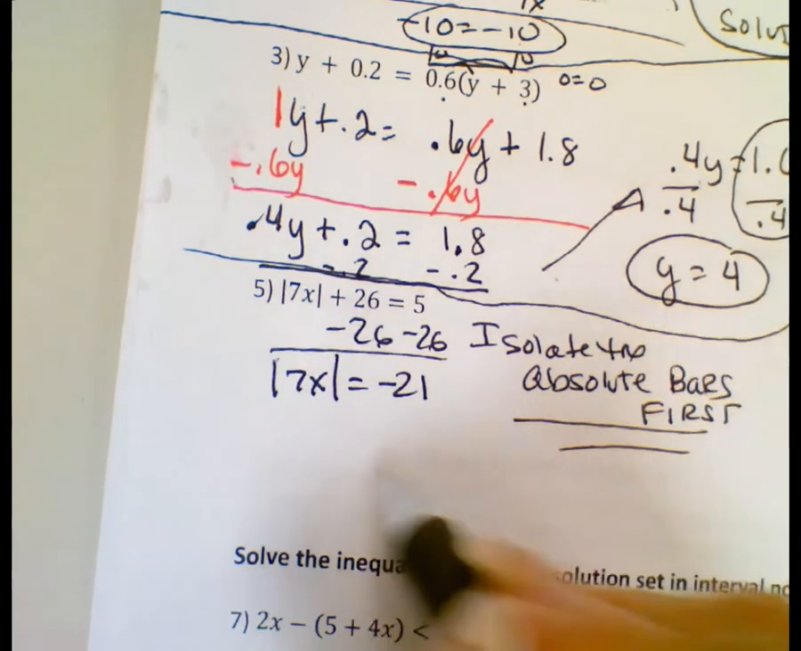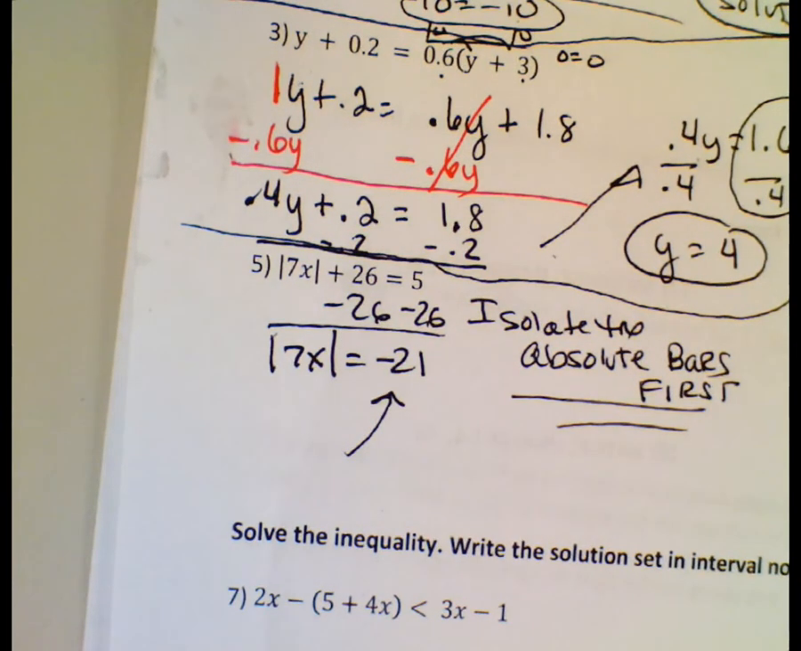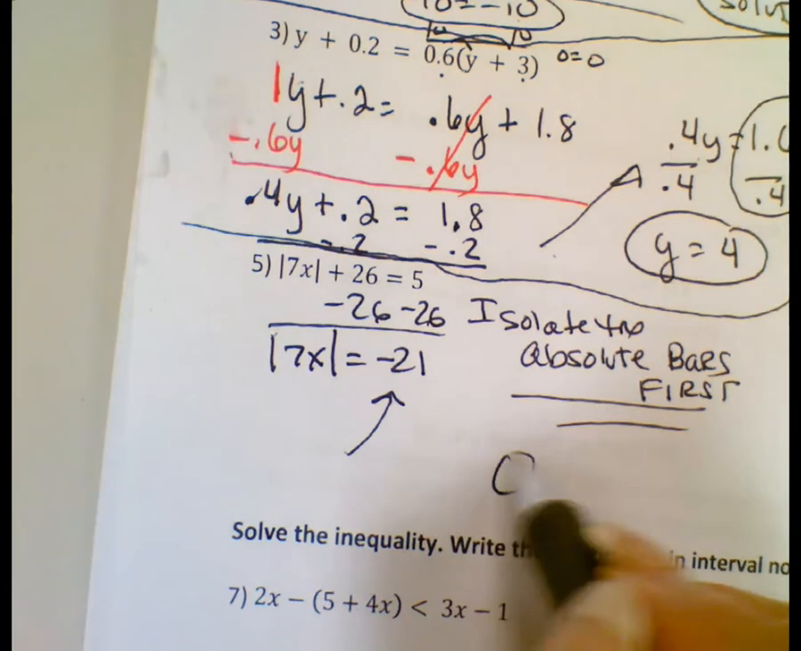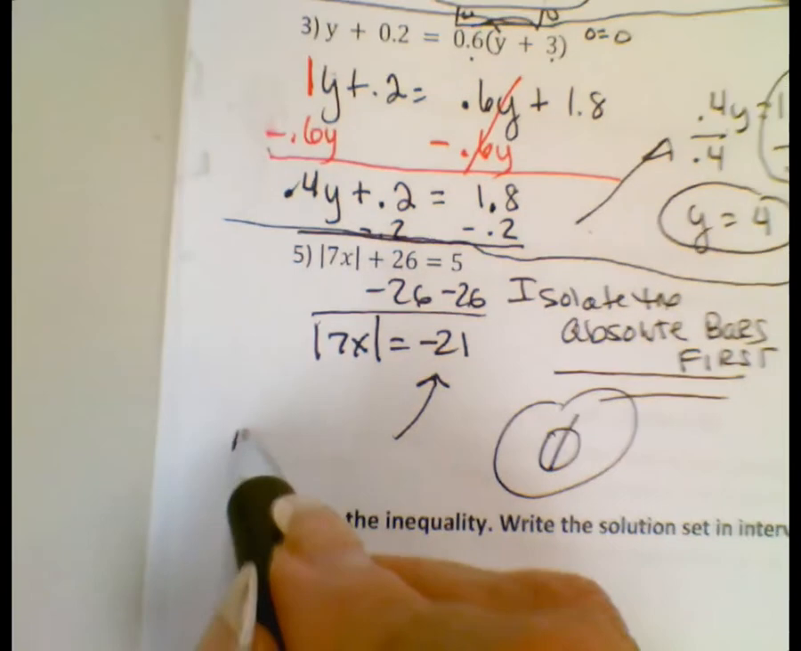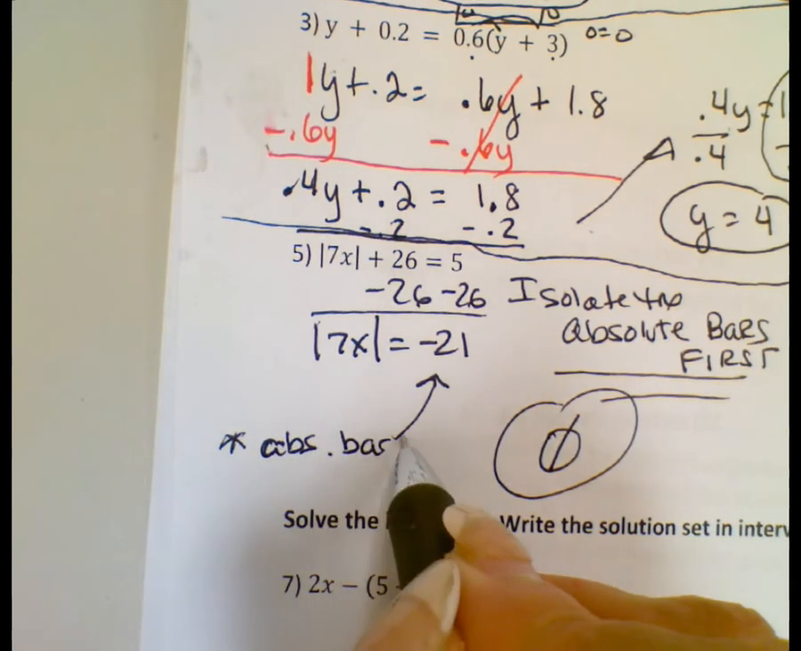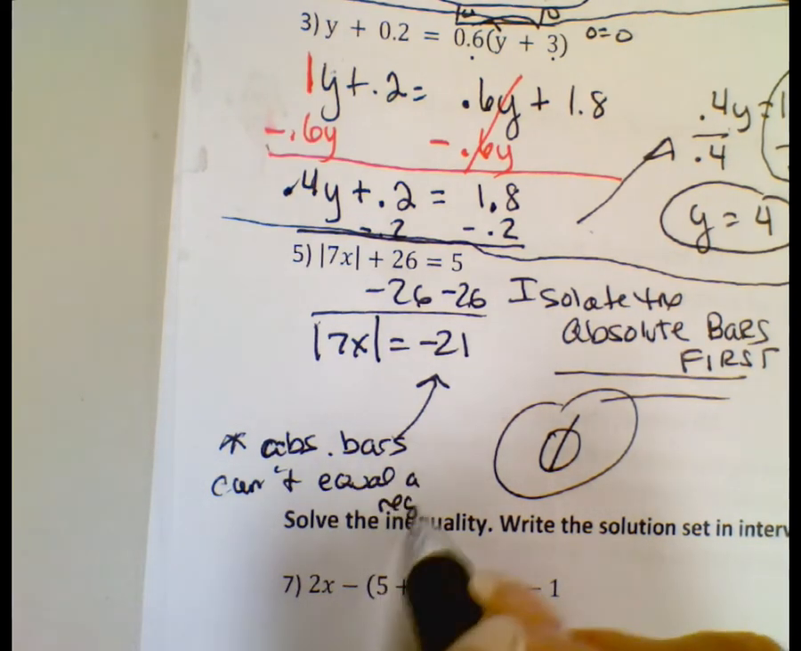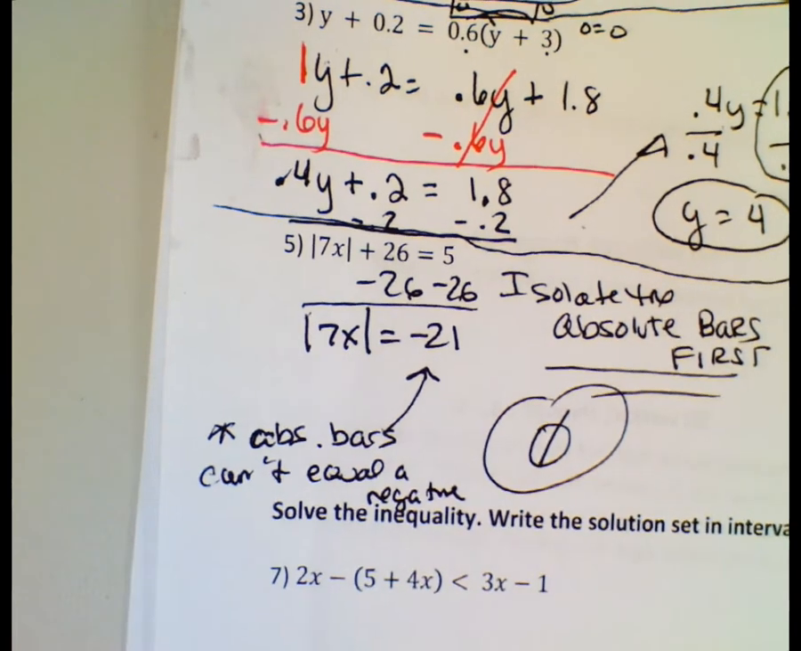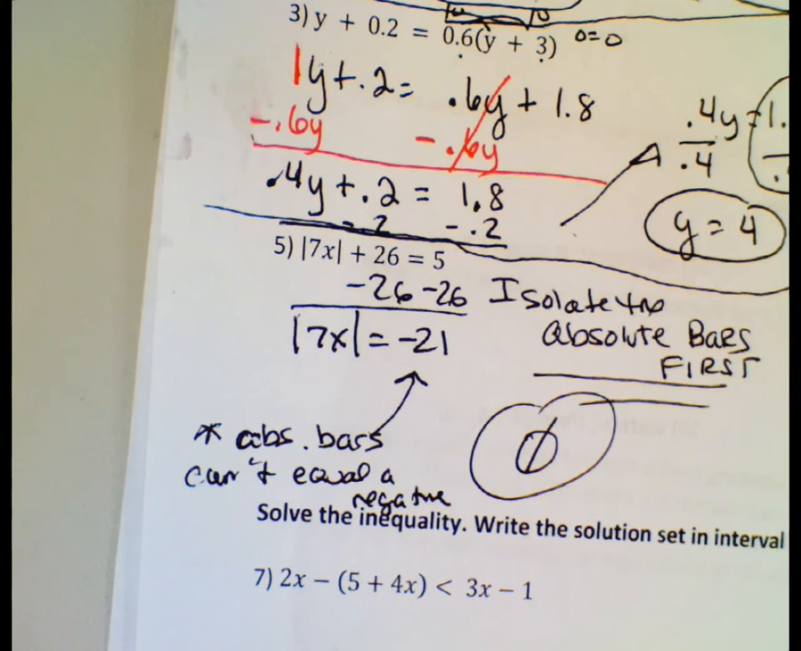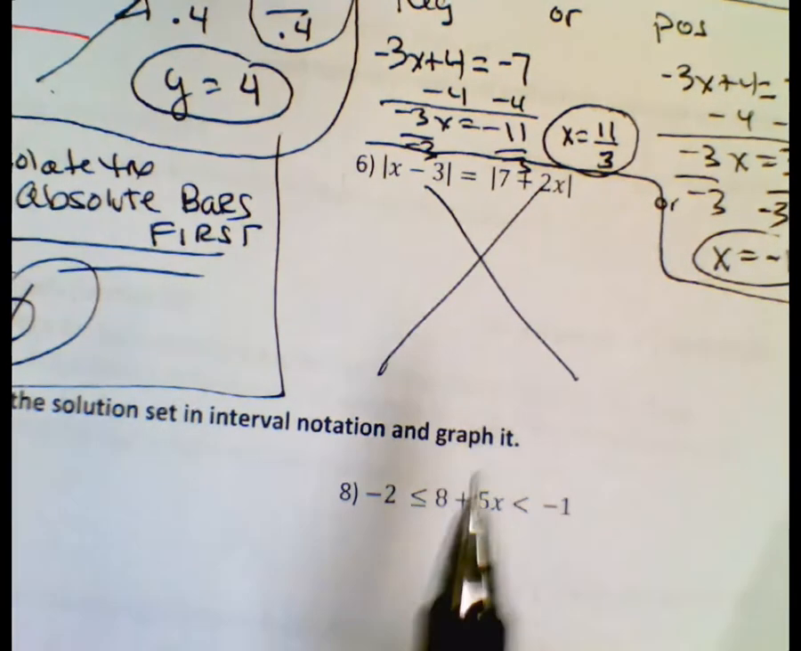Now when I did that, what do you know about this? Can absolute value bars ever equal a negative? The answer to that is no. So there is no solution in this problem. So make a little star here. Absolute value bars can't equal a negative, because the definition of absolute value bars is distance from 0 to a number. You can't have a negative distance. So no answer for that one, and we're not even going to do number 6. Forget it. Like, put a big X there. Forget it. I'm not testing you on that.